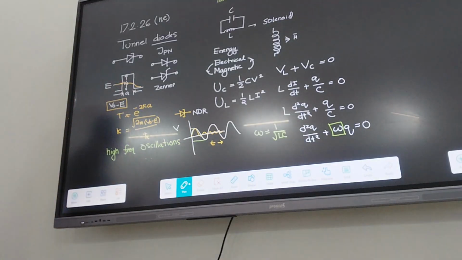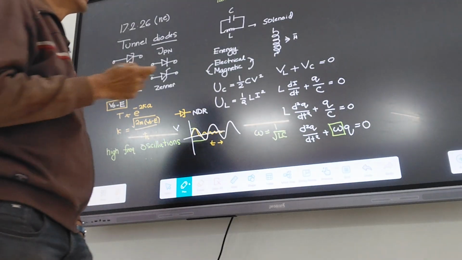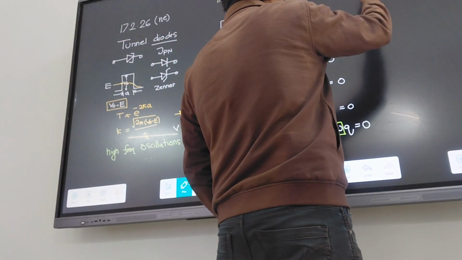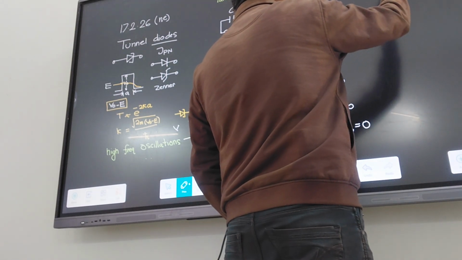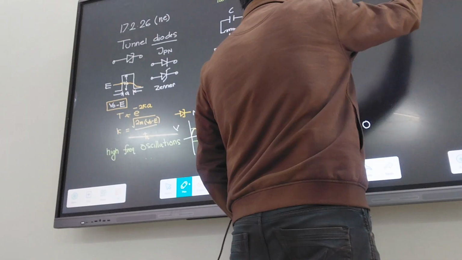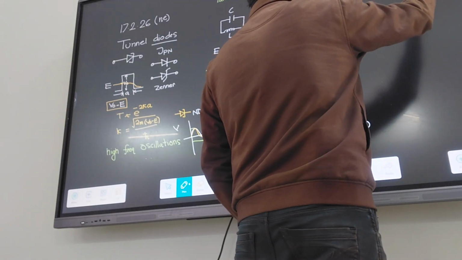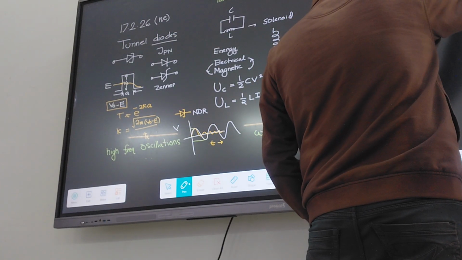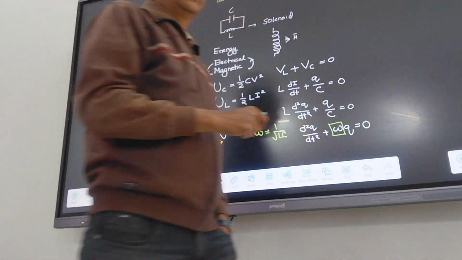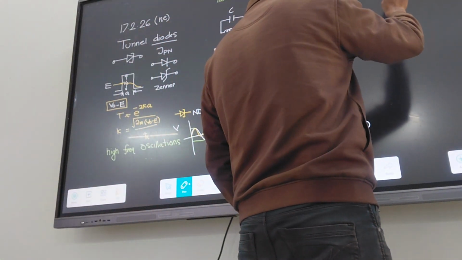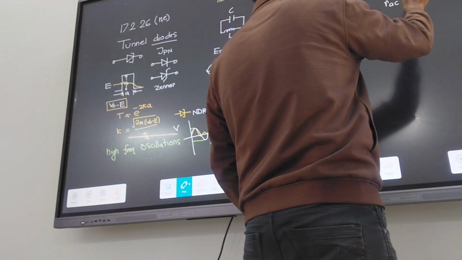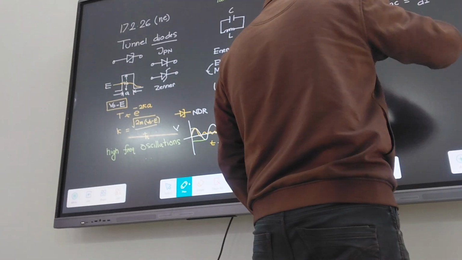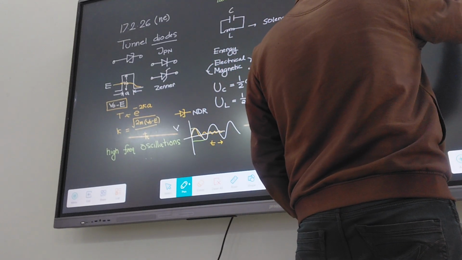In any PN junction there are two types of resistance: one is static, one is differential. So in any PN junction there is a DC resistance, simply V by I. This is the static or DC resistance. And there is an AC resistance, dV by dI. This is differential. The dynamic one goes up here.